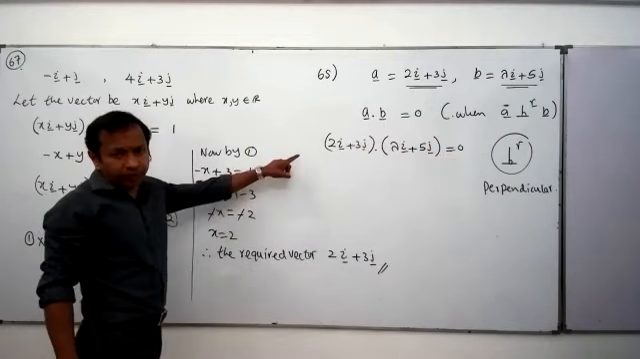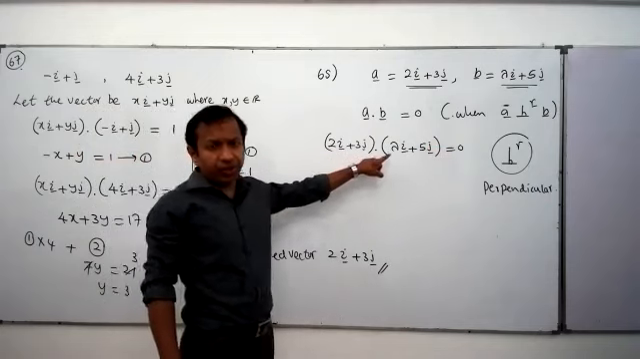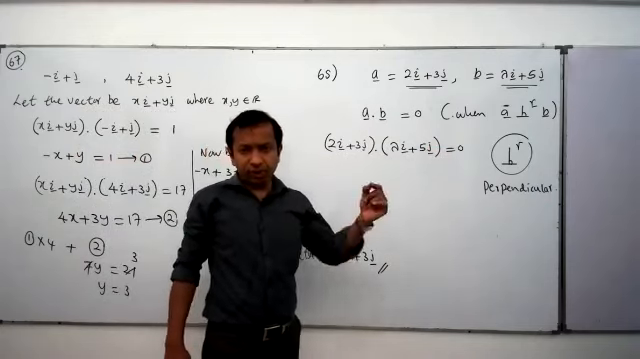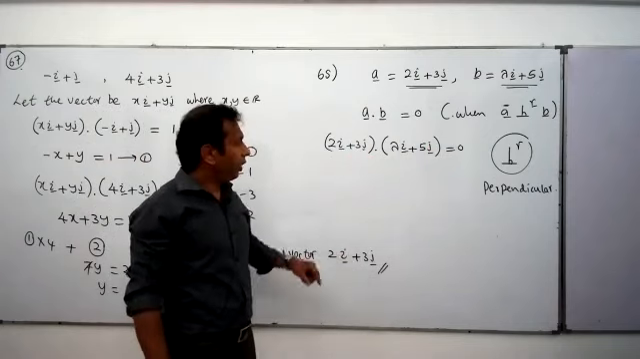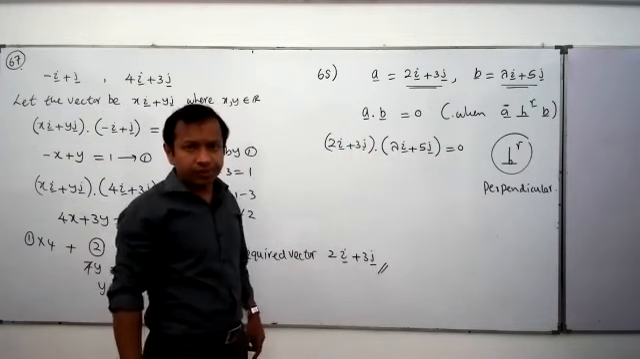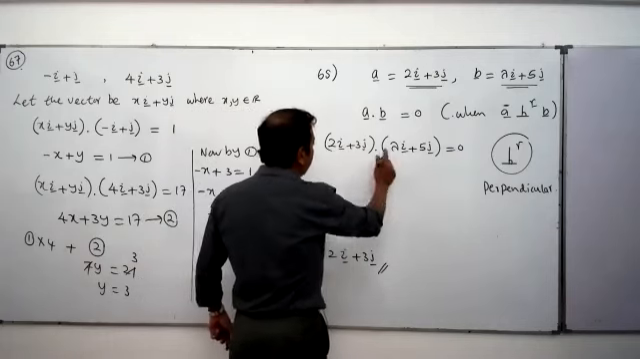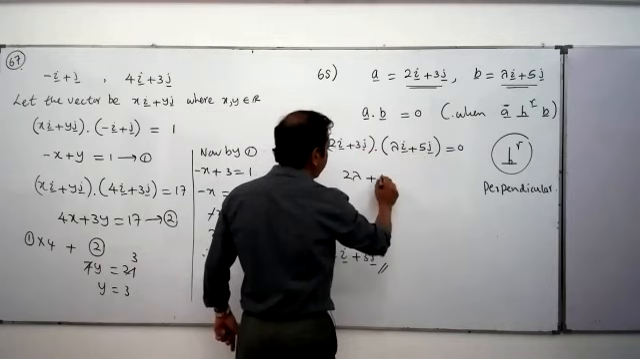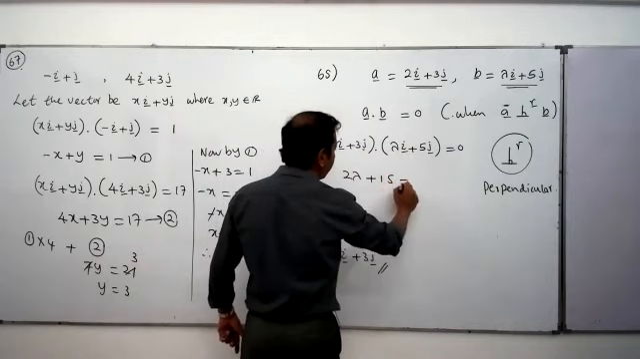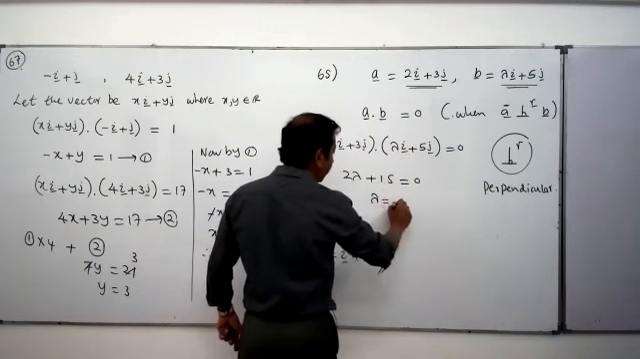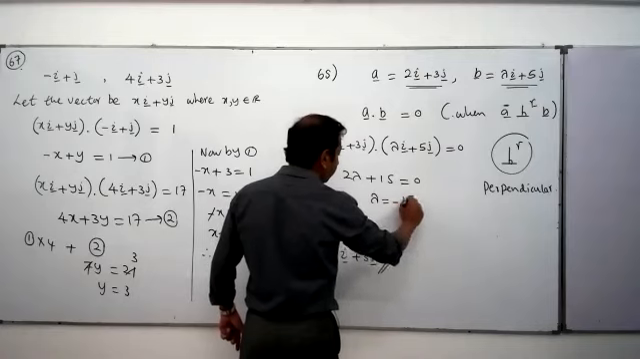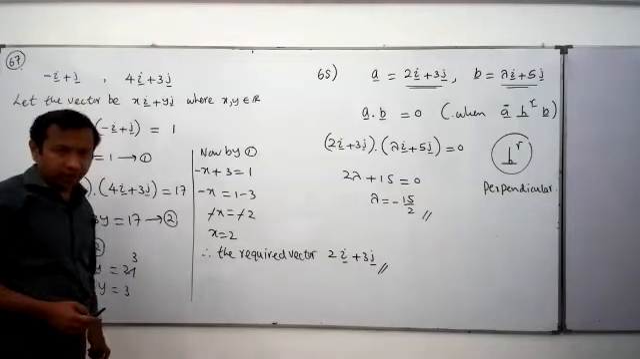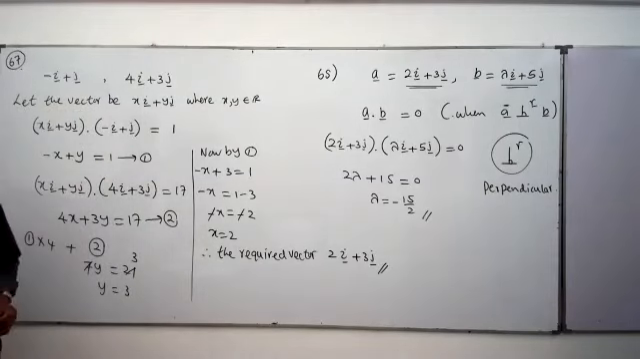Now here in the left hand side, we have two vectors in ij form. How to take the dot product? We have to multiply the i coefficients. We have to multiply the j coefficients, right? 2 into lambda, 2 lambda, plus, and plus make plus, 3 into 5, 15 is equal to 0. The lambda is minus 15 by 2. Understand? That's how we find the lambda.